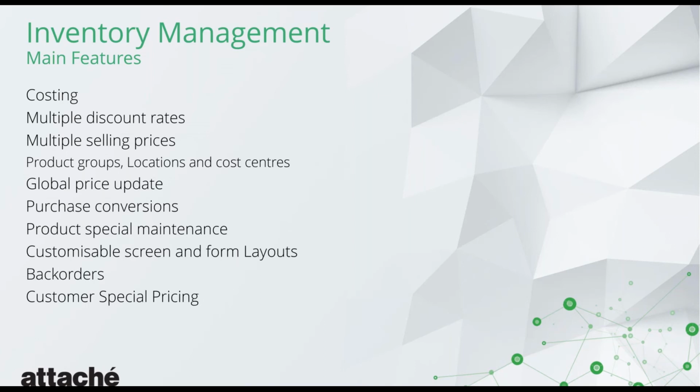In addition to the product groups, the locations and cost centres can be added, providing reporting for multiple warehousing environments. We've got a global price update, where you can increase or decrease any or all of your prices based on current cost, last cost or any selling price. We've got purchase conversions, which we've already looked at. Our product special maintenance, where you can copy, modify or delete a range of products. And customizable screen and form layouts.